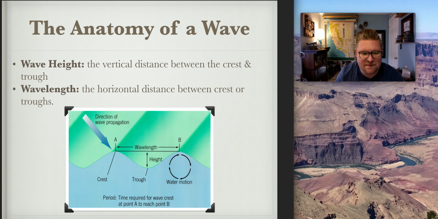So just to put it in perspective, there are other things that we can look at here within this diagram, but we'll see this a little bit later. Again, this is more the anatomy aspect.